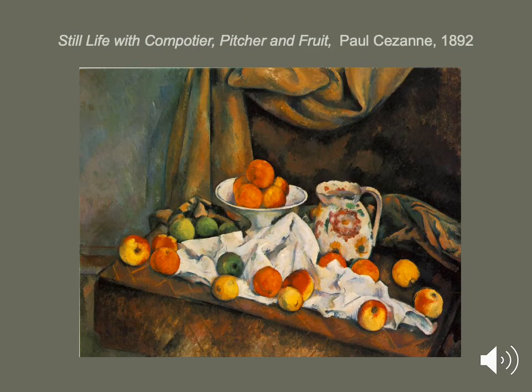In this one, we have multiple focal points. This is Still Life with Compotier, Pitcher and Fruit by Cezanne from 1892. So it's a still life in which we're seeing just an arrangement of fruit and some ceramic dishes. The area of emphasis will be the still life arrangement. So we have the white cloth and all the colorful fruit against the more earthen toned background.